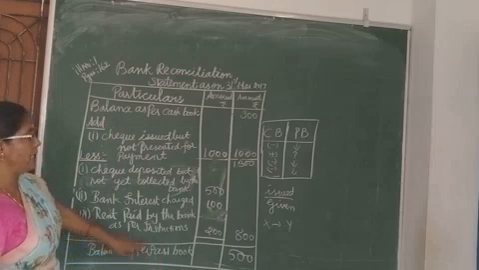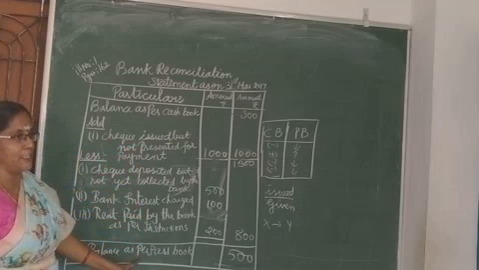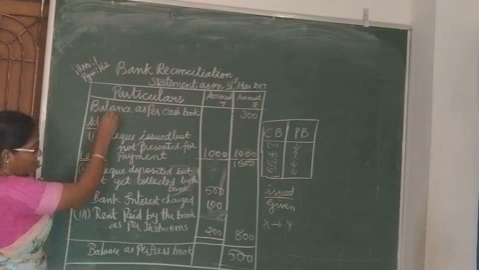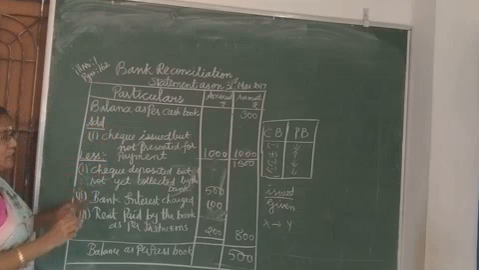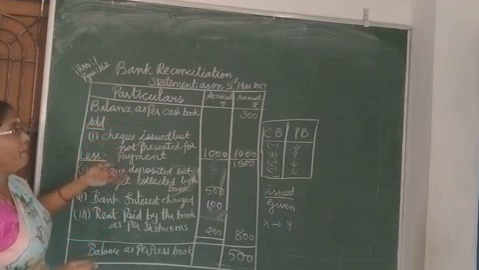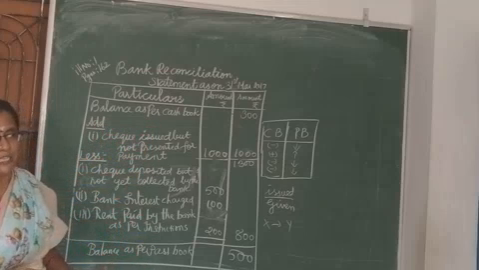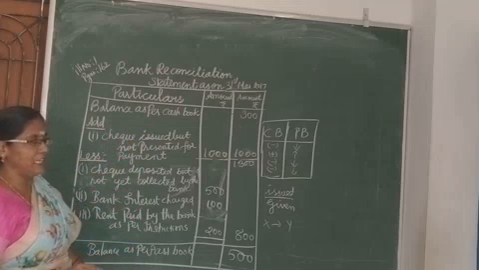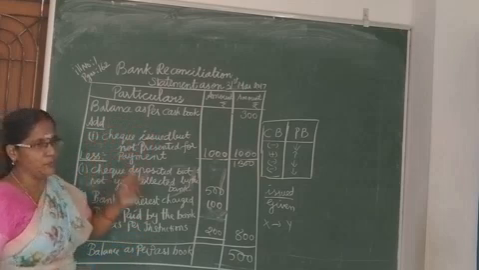If you know this, both are vice versa. Suppose they have given balance as per passbook and asked you to prepare balance as per cash book, means what are all the items you less, that will be add. What are all the items you add, that will be less. So the same reverse entry you have to do to get the balance as per cash book. Are you clear guys?